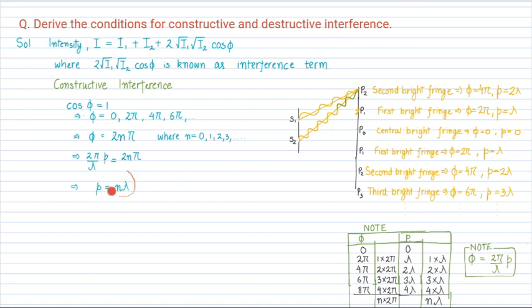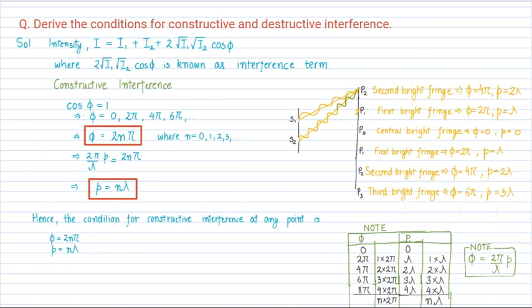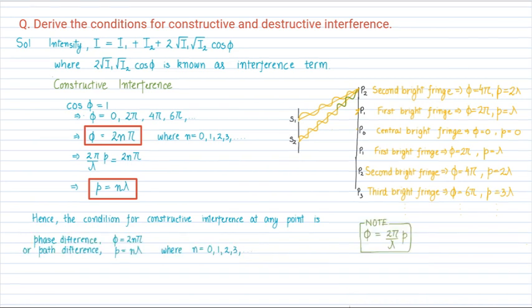Therefore, when the path difference is an integral multiple of the wavelength, in that case you will get a constructive interference. So this one and this one are the conditions for your constructive interference. So the condition for constructive interference at any point will be when your phase difference phi equals 2n pi, or your path difference equals n times lambda. Fine. So if you remember, we have also used this condition for your bright fringe.